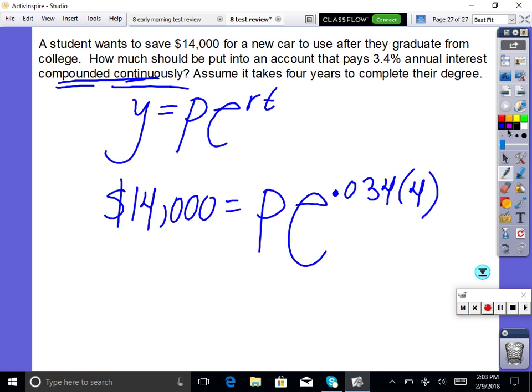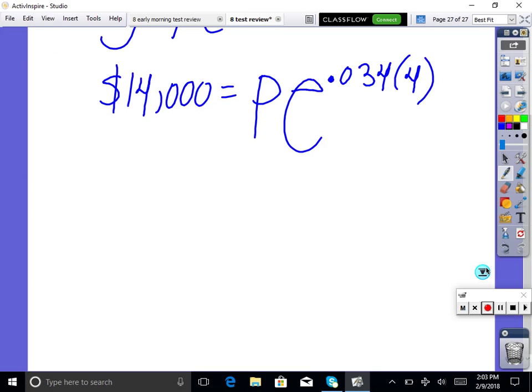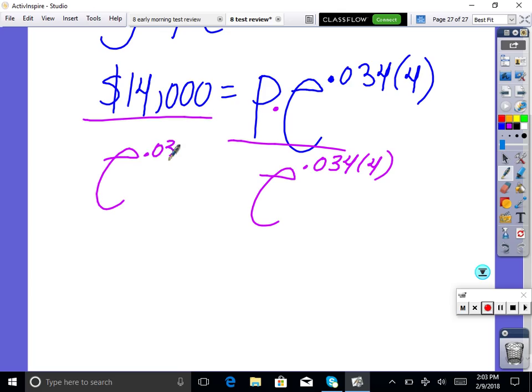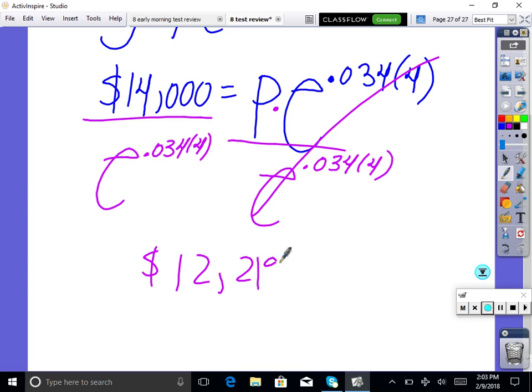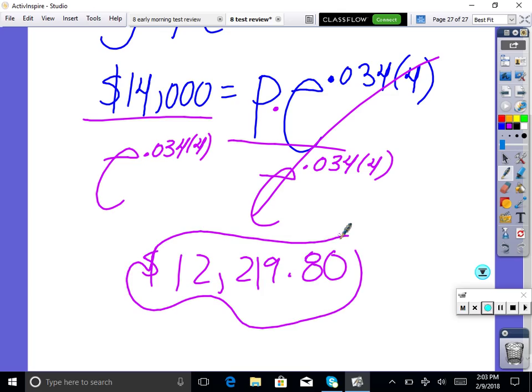Now, once again, every problem is different, so algebraically, how should we be solving for this one? You're trying to get P alone. This is another one where all we have to do to get P alone is divide by e^(0.034 times 4) on both sides. And then you've reached your goal in this one, P's alone. When you type that into your calculator, it would be $12,219.80. That's how much you have to put in the account to have $14,000 to buy a car with in 4 years.